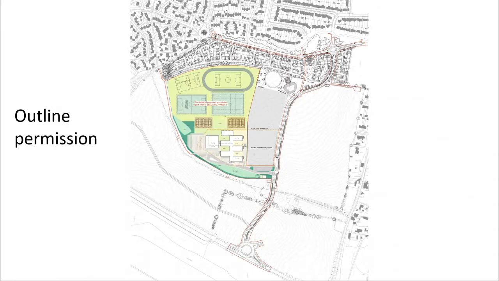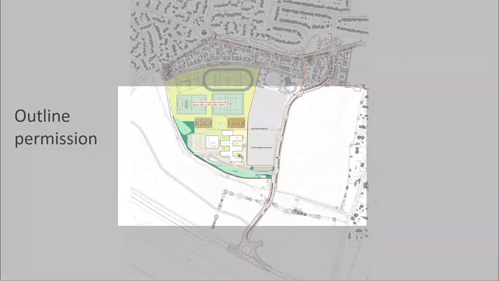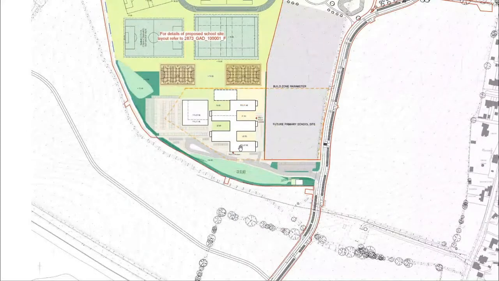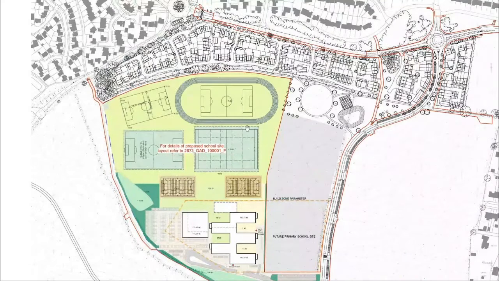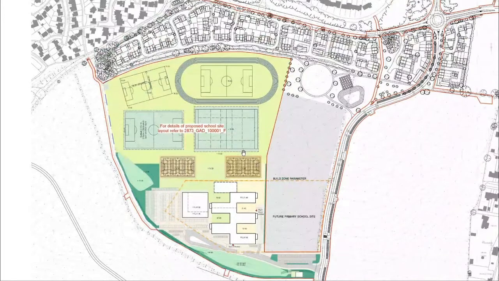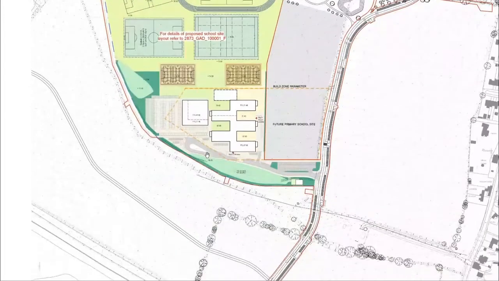So the outline permission granted was for the secondary school at six forms of entry with potential to expand to eight forms of entry. And I'll just zoom in on the screen, and you should be able to see the street and finger model layout, with a central services part of the building with blocks attached to it for each of the individual faculties. The sports hall is located to the west of the school building, and the playing fields, an artificial running track, a third-generation football pitch and rugby pitch, and two multi-use games areas are to the north of the school buildings.